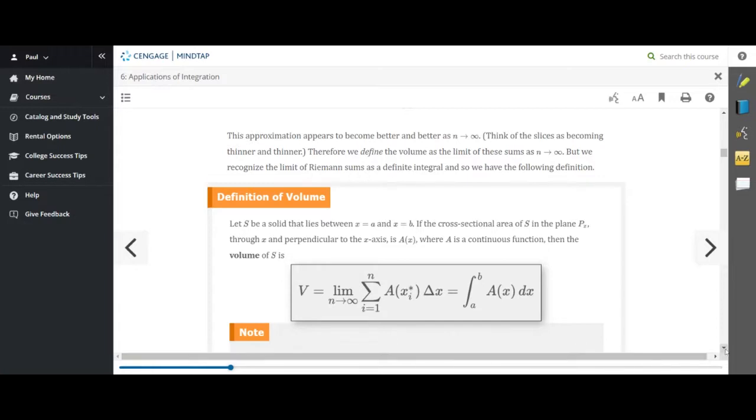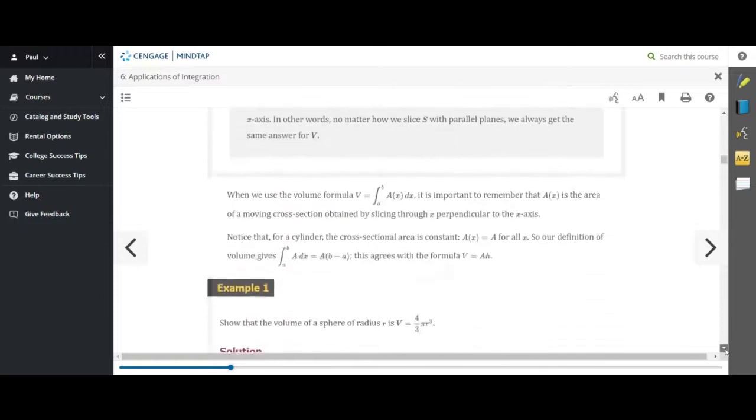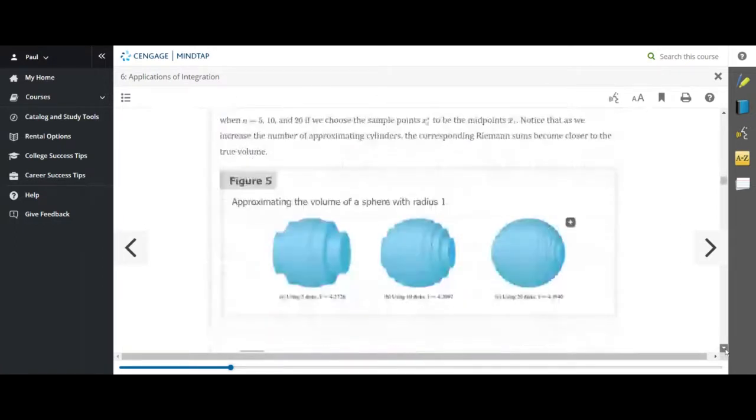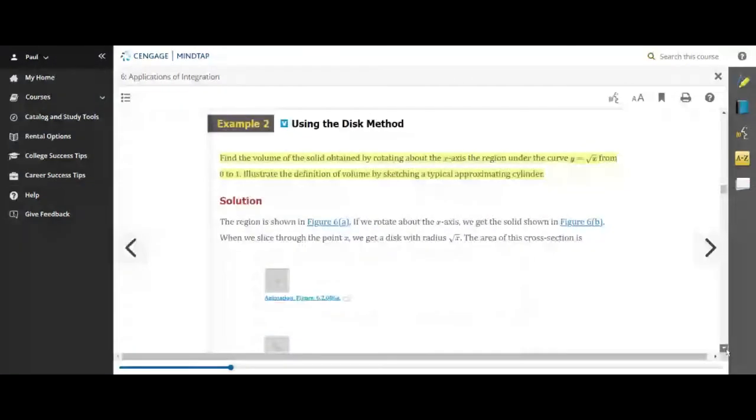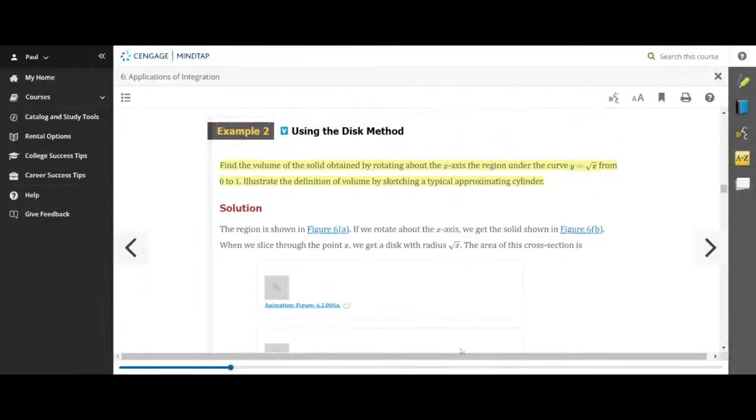So let's get to a little example here. Let's go to example 2. And they talk about, we have to have a way to define these slices. And so there's a method called the disk method. In this example 2, what they want you to do is find the volume of the solid obtained by rotating about the x-axis the region under the curve y equals the square root of x from 0 to 1.